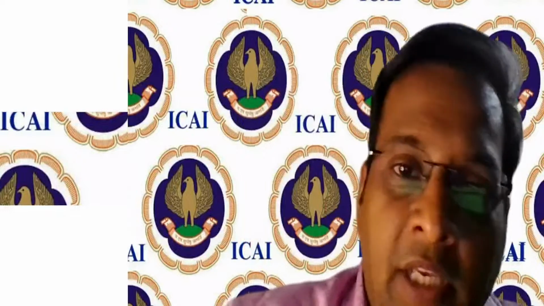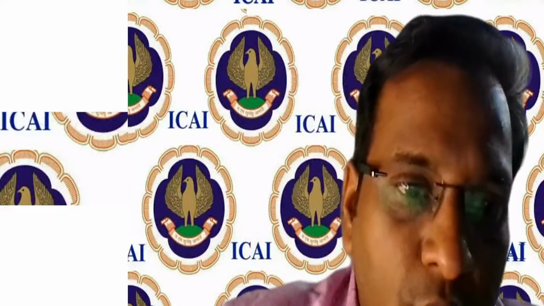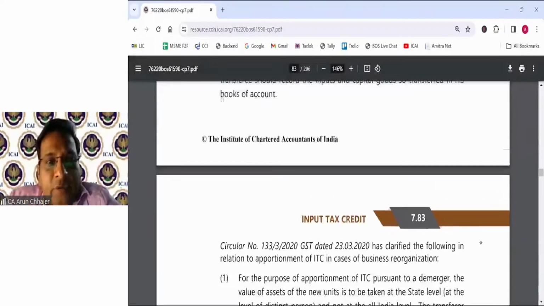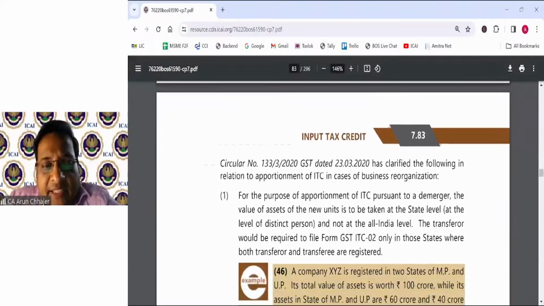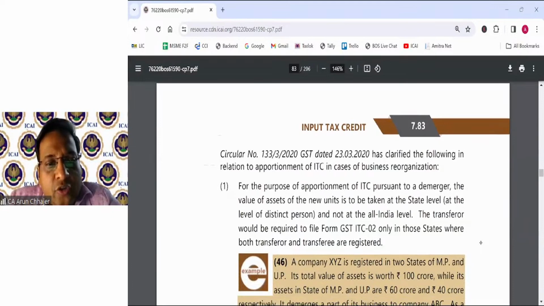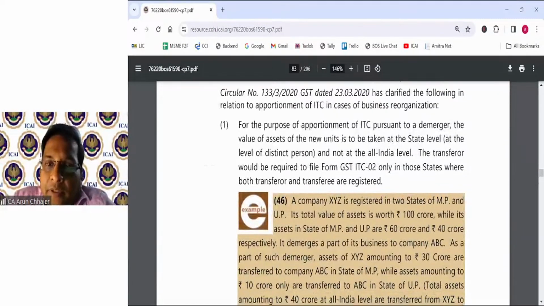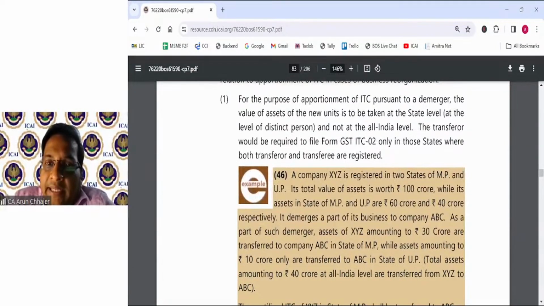Clear? Okay. So let's move to Circular 133. Circular number 133 has clarified the following in relation to the apportionment of ITC in case of business reorganization. For the purpose of apportionment of ITC pursuant to the demerger, the value of the asset to the new unit is to be taken at the state level and not at all India level.